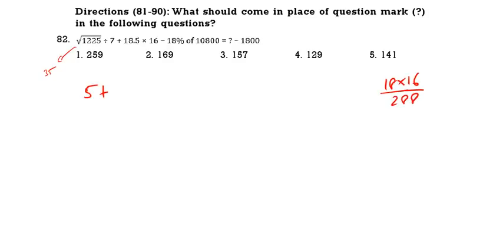That is 288. 0.5 into 16, 8. That is 296. Minus 108% of 18. 18% of 7,800, 108 into 18. That is 1944. 18 8s 144.